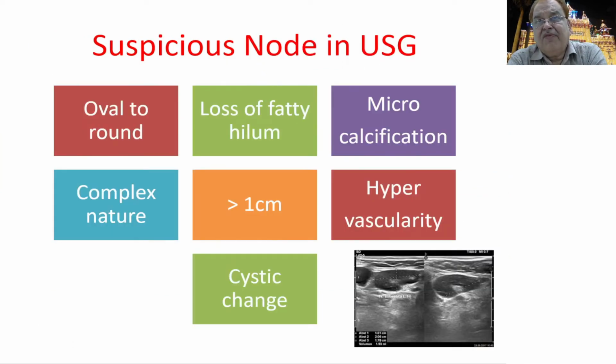Now, many times you find nodes which can be seen on the ultrasonography in patients who are having malignancy. So, if you find the shape, whether it is oval to round, or there is a loss of fatty hilum, or there is microcalcification, or there is hypervascularity, a size more than a centimeter, and it looks complex, and there may be cystic degeneration. All these features will suggest that the lymph nodes which you are seeing on the ultrasound are probably of malignant origin.